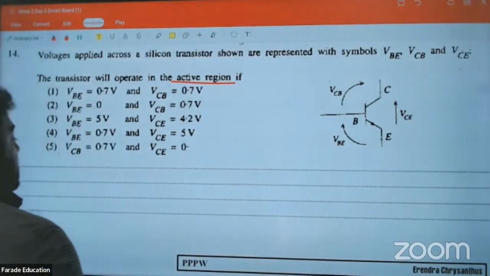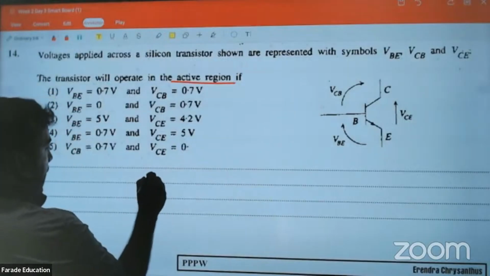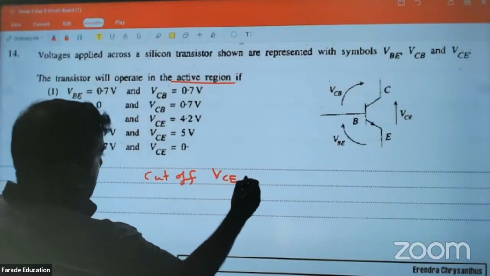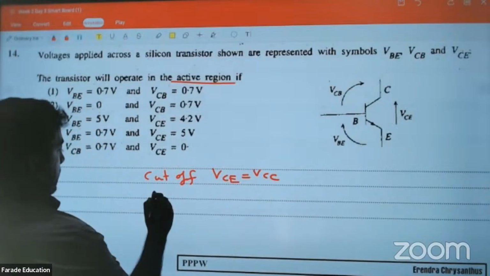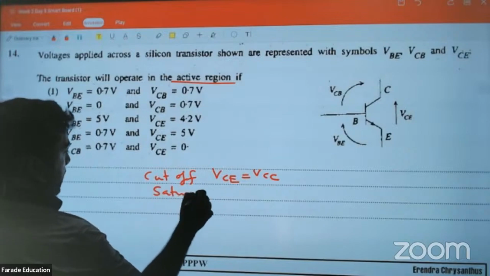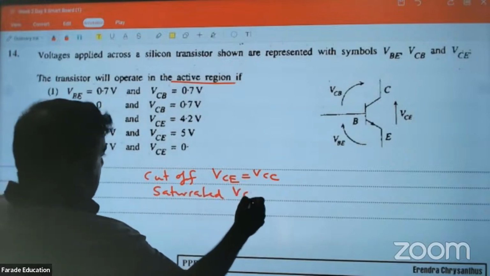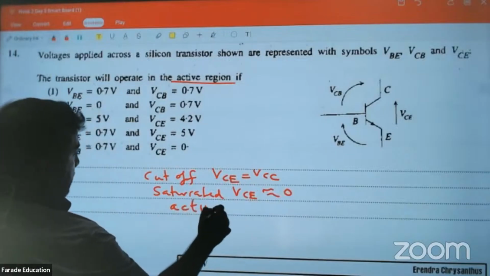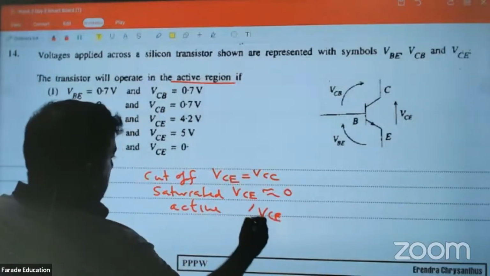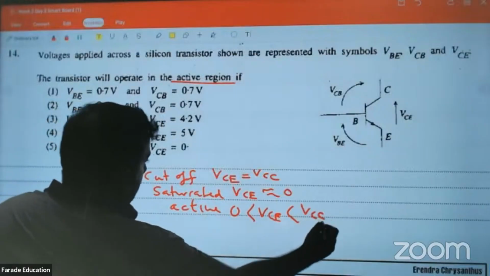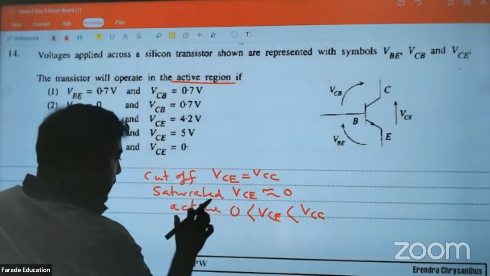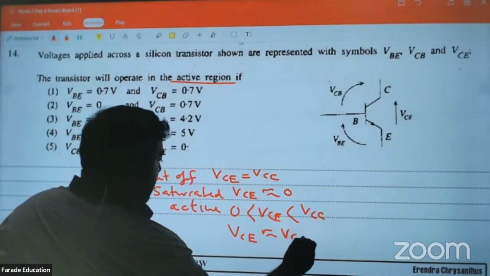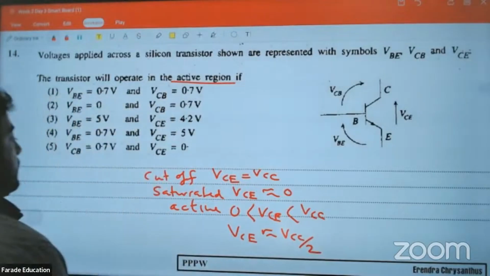Now, that day we learned this. We have cutoff: VCE equals VCC. Saturated: VCE is approximately 0. Active: VCE is between 0 and VCC. Optimal operating means we say VCE is approximately VCC divided by 2, right?